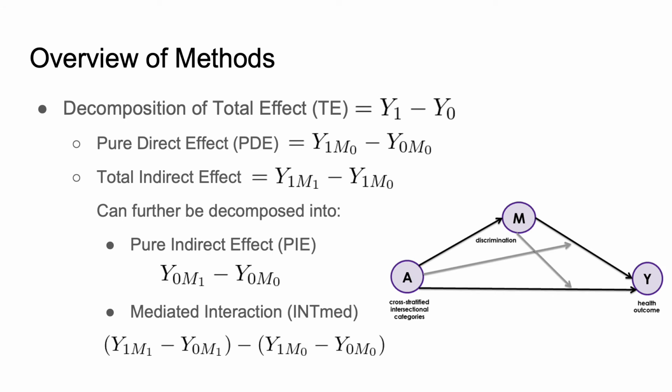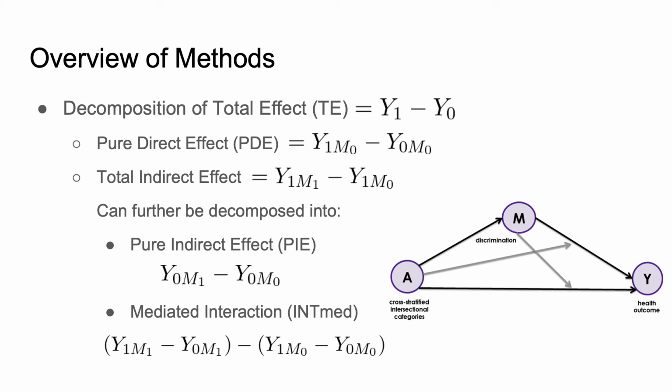So the total indirect effect can be further decomposed into a pure indirect effect, or PIE, and a mediated interaction term, or IntMed. We can do a quick check that adding up these two terms does indeed give the total indirect effect, since the Y0M1 and Y0M0 terms cancel out to result in Y1M1 minus Y1M0, which is the expression for the total indirect effect.